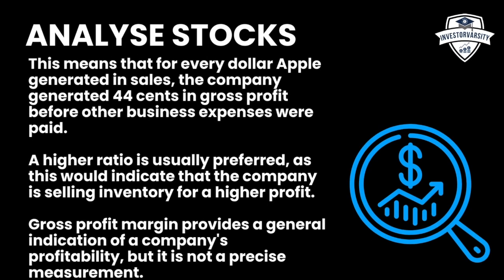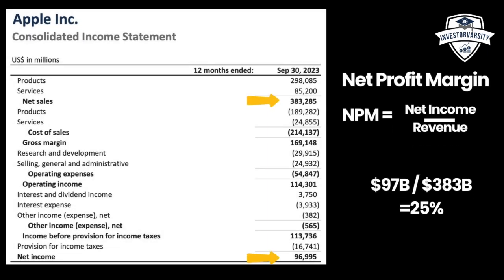This means that for every dollar Apple generated in sales, the company generated 44 cents in gross profit before other business expenses were paid. A higher ratio is usually preferred, as this would indicate that the company is selling inventory for a higher profit. Gross profit margin provides a general indication of a company's profitability, but it is not a precise measurement. Net profit margin is equal to net income divided by revenue.